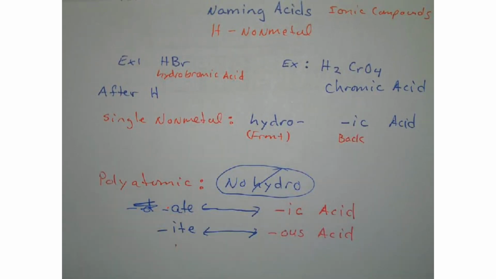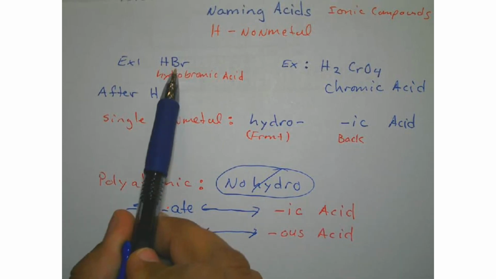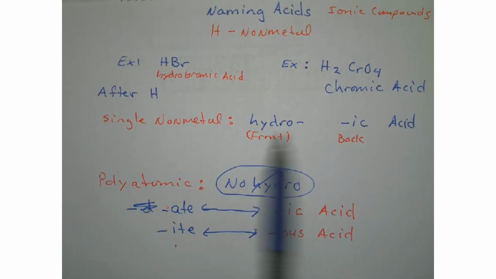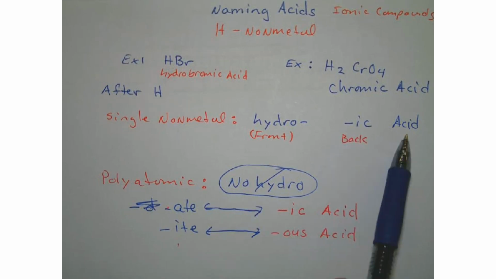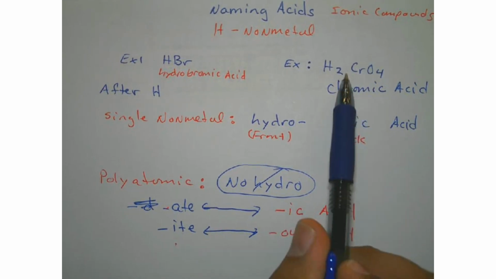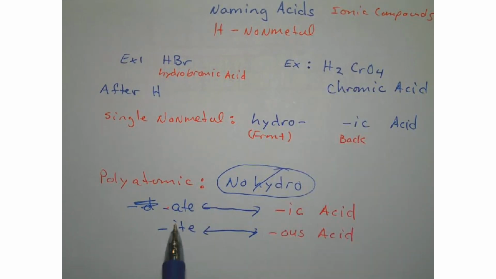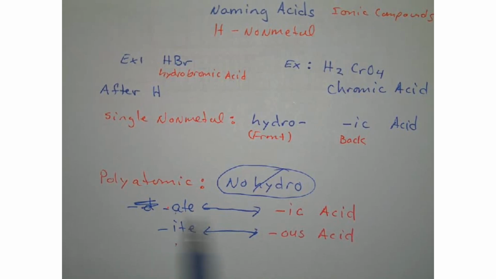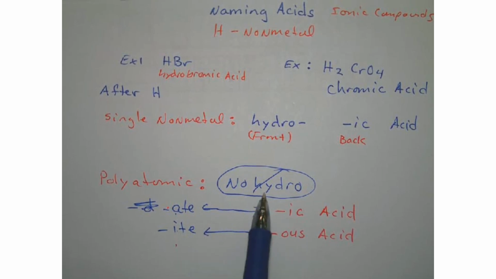Okay, so let's recap. We don't care about the H because they all have H's. They start with H's. That's what makes them acids. If it's a single element after the H, we put hydro in the front, ick in the back, and then say acid. If it's a polyatomic after the H, we look up the polyatomic and change his ending. If it's ate, it turns into ick. If it's ite, it turns into us, and we don't write hydro. And then we just write acid.